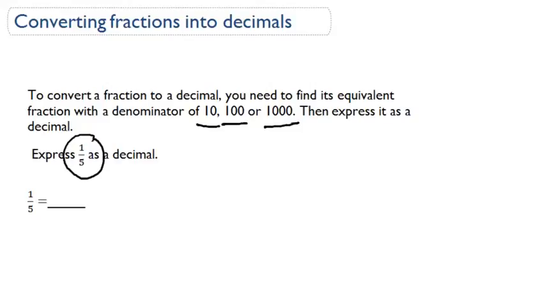Okay, this first problem, we have 1/5. We want to express 1/5 as a decimal. We need to find its fraction equivalent with one of these denominators. Now, how do I know which denominator to pick? 10, 100, or 1000? I'm going to pick the smallest denominator that is divisible by 5. 10 is divisible by 5, so I'm going to choose 10.